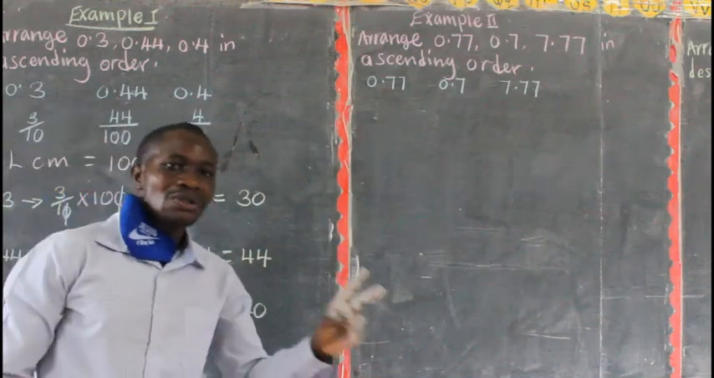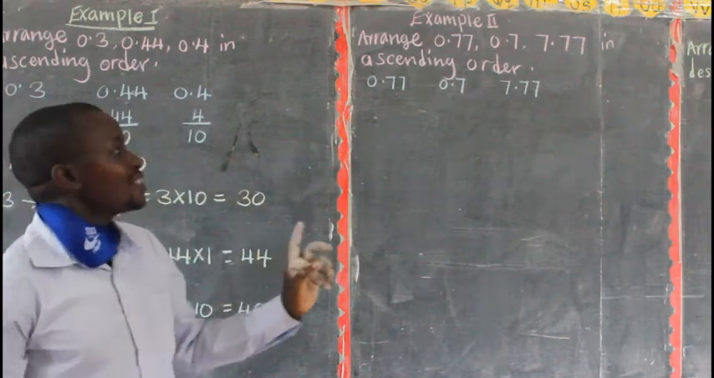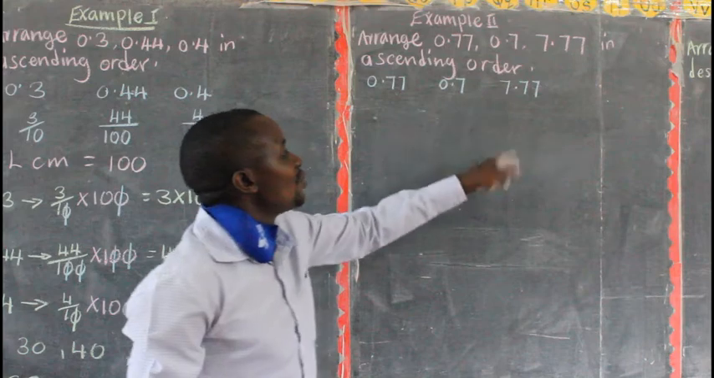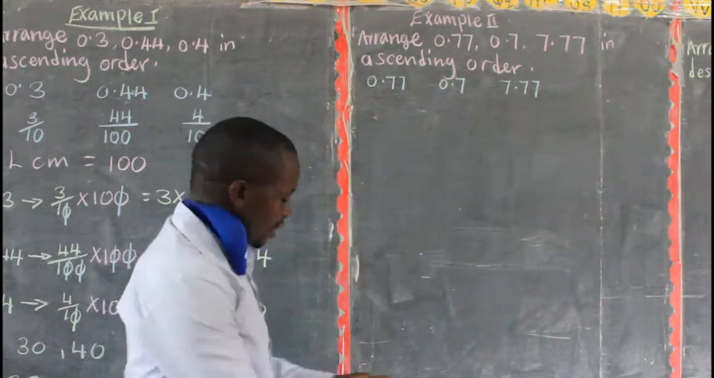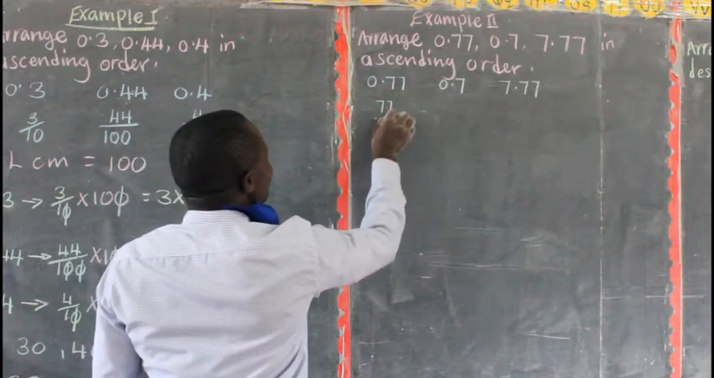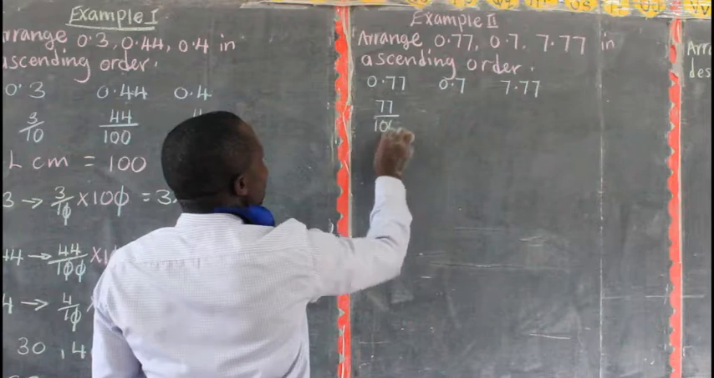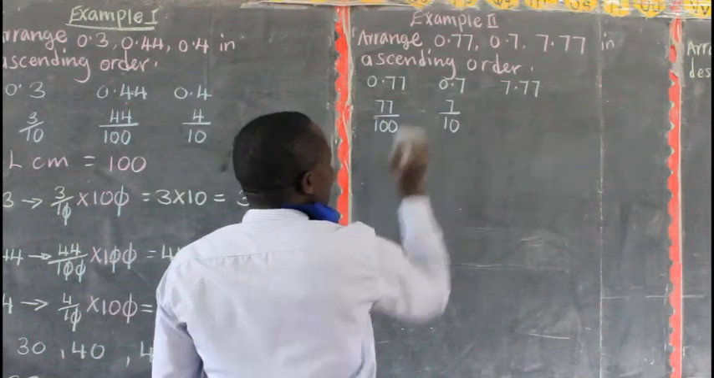If there are 2 digits after the decimal point, it is out of 100. If there are 3, after the decimal point, don't count it as 1, 2, 3. No, we count from here after the decimal point. So here, this one, there are 2 digits. You are going to have 77 out of 100. Then here you shall have 7 out of 10.